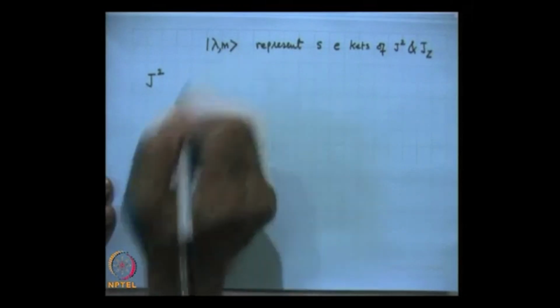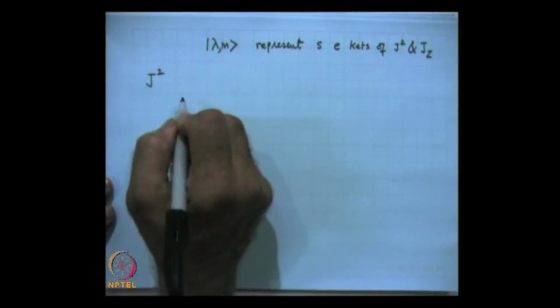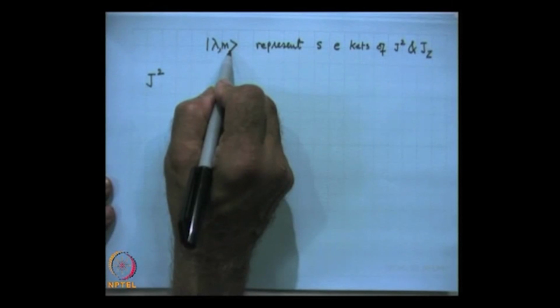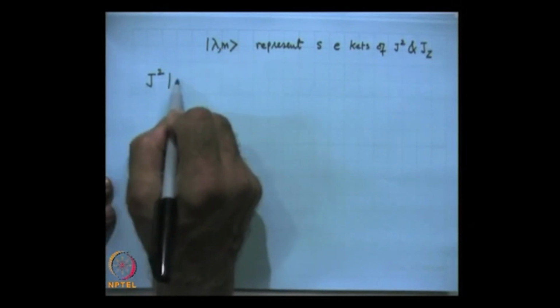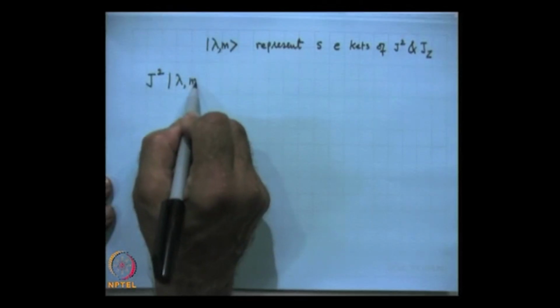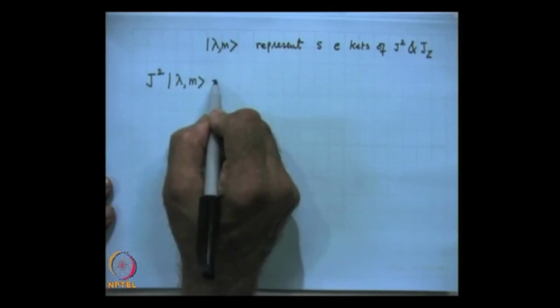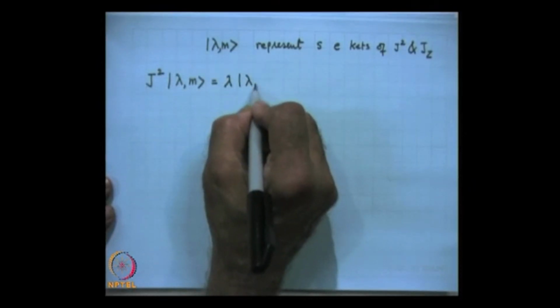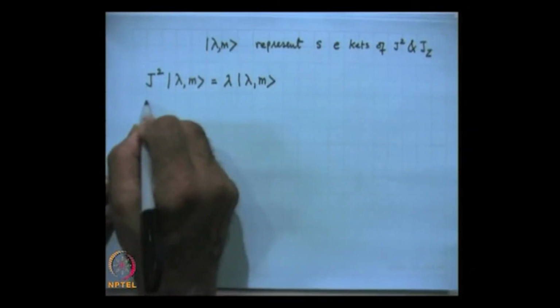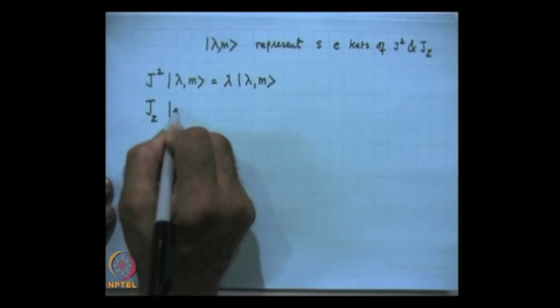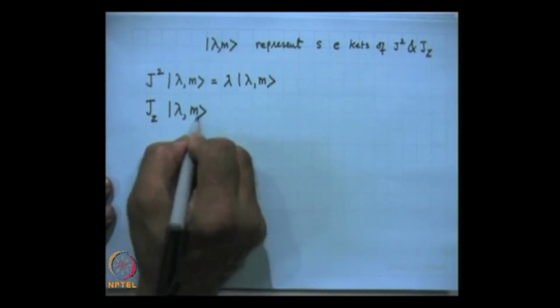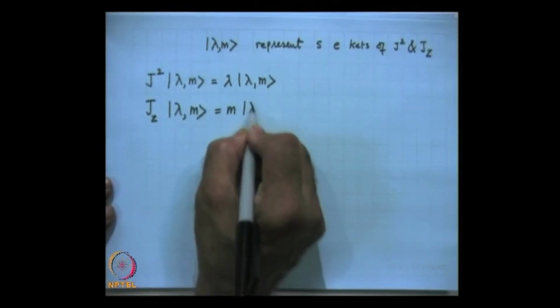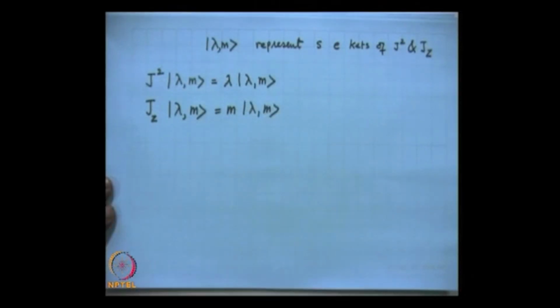It is not lambda times m, these are two numbers. So, ket lambda m is a simultaneous eigenket of the operator j square and of the operator jz. Let the eigenvalues be denoted by lambda and m, so j square operating on ket lambda m is lambda ket lambda m, and jz operating on ket lambda m is equal to m ket lambda m. Lambda and m are numbers.